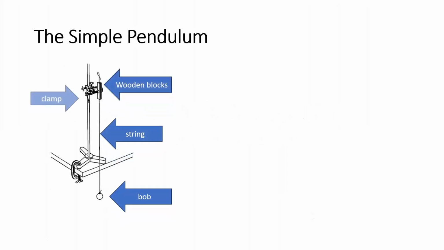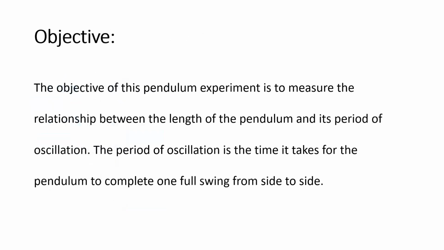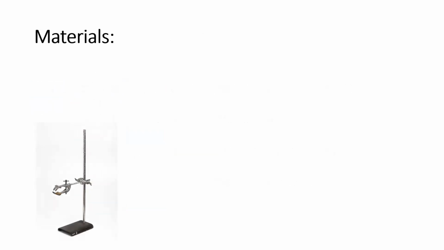Objective. The objective of this pendulum experiment is to measure the relationship between the length of the pendulum and its period of oscillation. The period of oscillation is the time it takes for the pendulum to complete one full swing from side to side. Materials required: a string or a rod, any material of your choice.